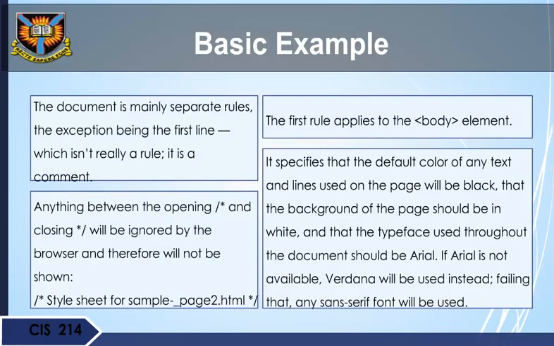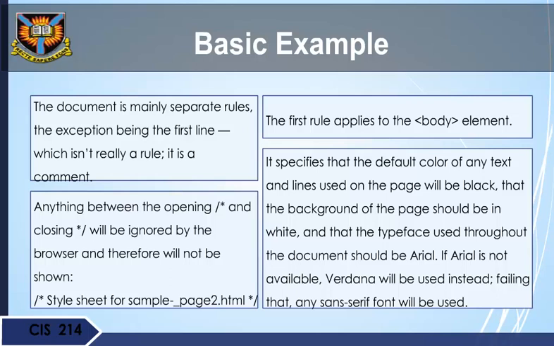The document is mainly separate rules, the exception being the first line, which isn't really a rule, it is a comment. Anything between the opening slash asterisk and closing asterisk slash will be ignored by the browser and therefore will not be shown. /* style sheet for sample_page 2.html */. The first rule applies to the body element.